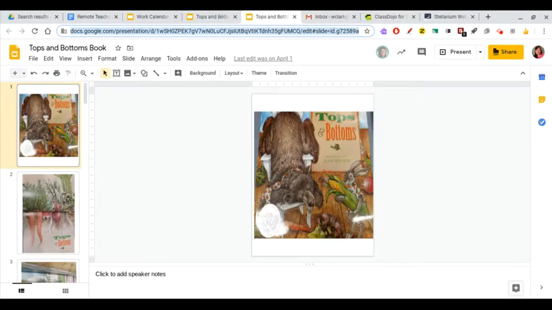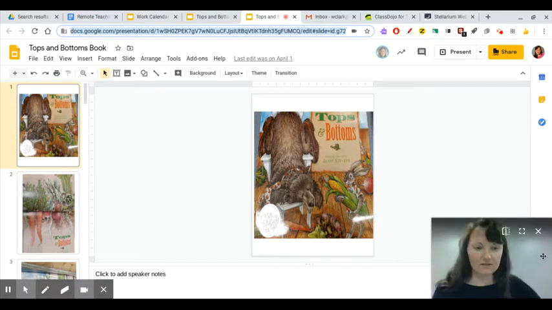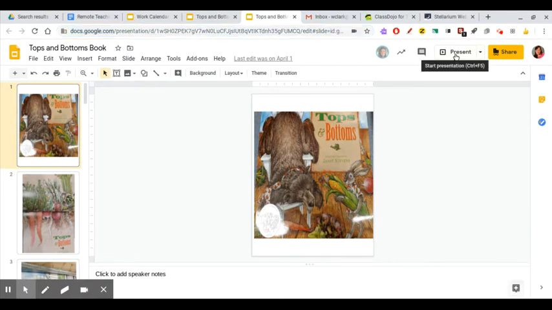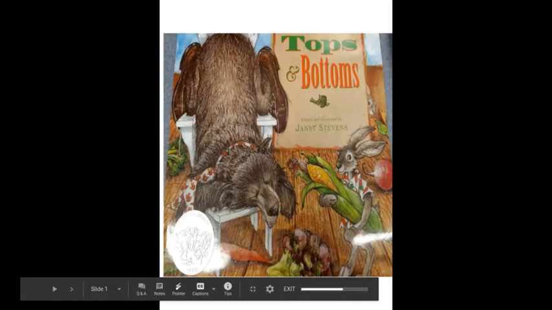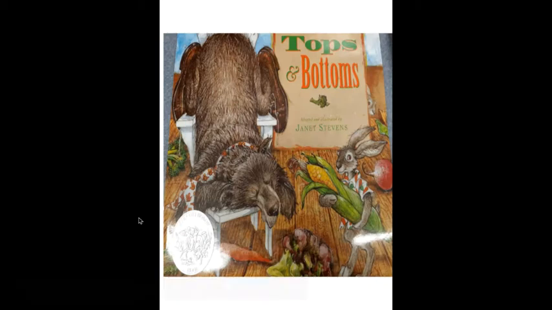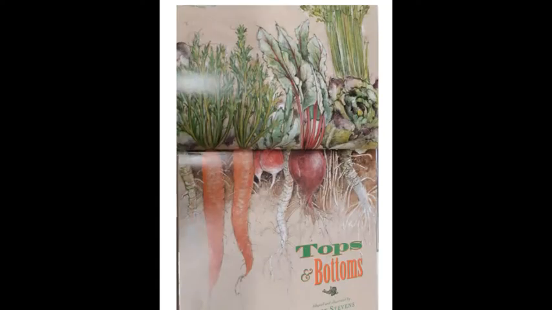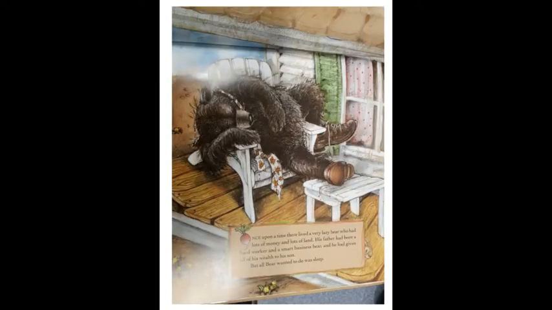All right, and here's our story. It's called Tops and Bottoms. Tops and Bottoms by Janet Stevens. Here's the title page. So once upon a time, there lived a very lazy bear who had lots of money and lots of land. His father had been a hard worker and a smart business bear, and he had given all of his wealth to his son, but all Bear wanted to do was sleep.